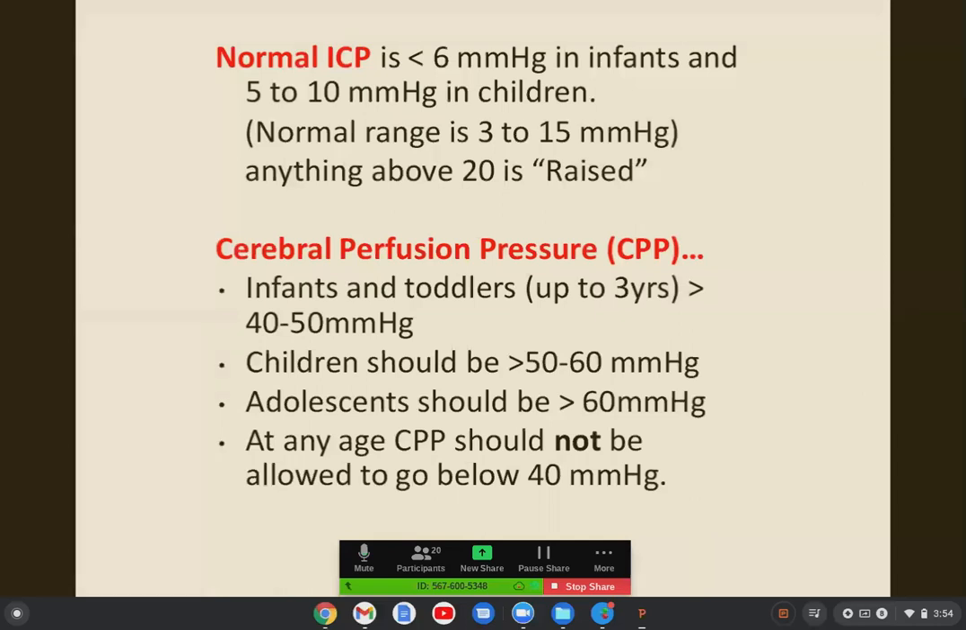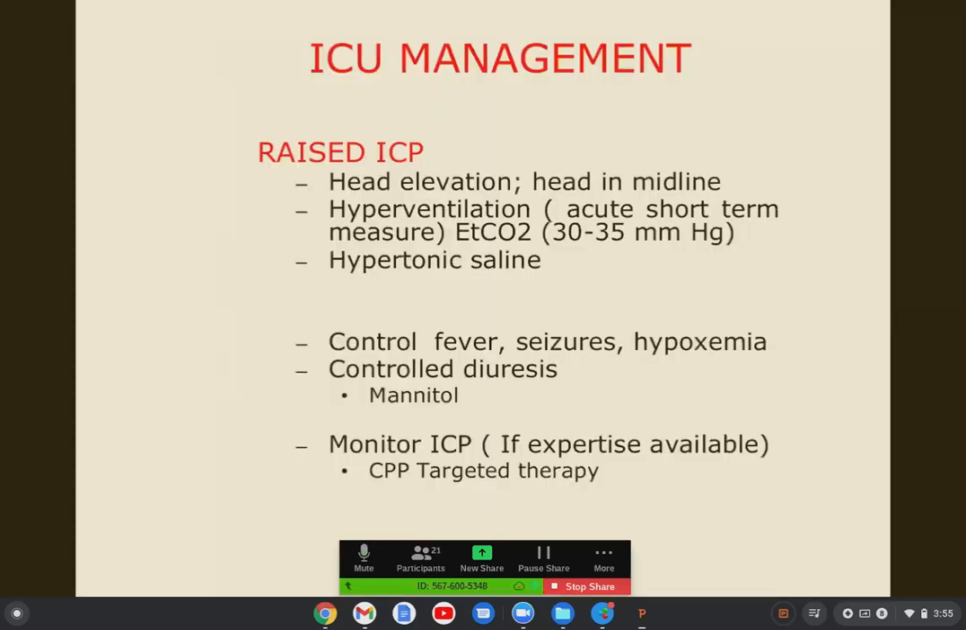CPP should never be below 40. This is our target. It should ideally be above 60 in children: 50 to 60 up to 3 years, 40 to 50 in between, and above 60 in adolescents. Again, monitoring ICP should only be done if we have expertise available in the ICU. Then we can go for CPP-targeted therapy.